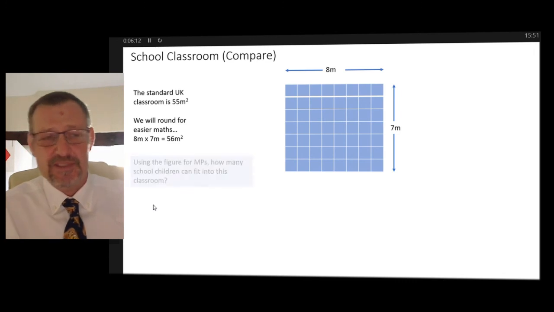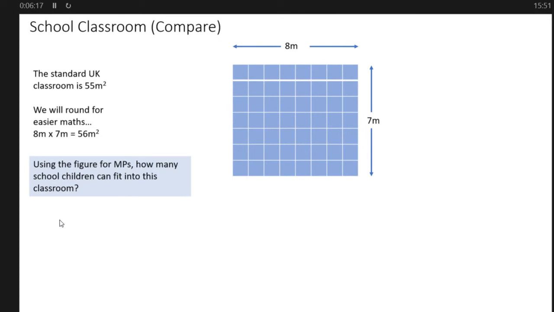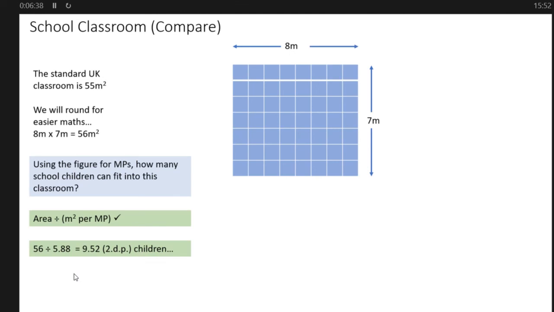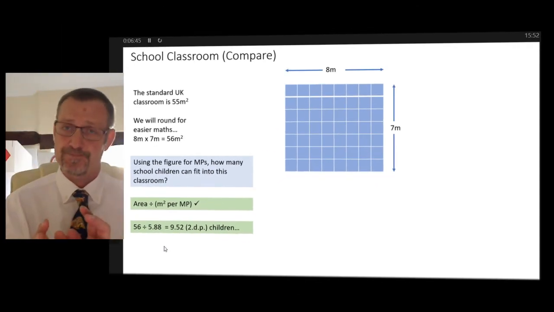8 times 7, 56. So if we use the figure for MPs, this is a question for you. How many school children can fit into this classroom? So pause it, work that one out. Remember the figure for the MPs was each MP has 5.88 square meters. So if you've worked out it's the area divided by the square meters per MP, you're right, and you're on the right line, good. So that's 56, the area of this classroom, divided by 5.88, which equals 9.52 (2 decimal places) children.